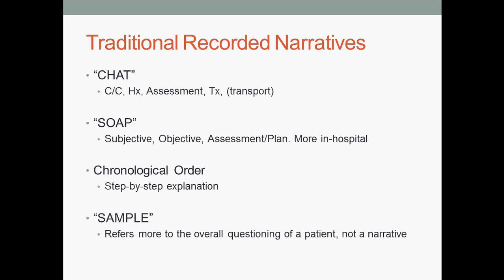So traditionally, there's a few different ways to do it. One's called CHAT, which is your chief complaint, history, assessment, and treatment, or transport. Or you have SOAP, subjective, objective, assessment, and then plan. And that's more of an in-hospital thing, but we're going to use that today. And we're going to kind of mix these a little bit.